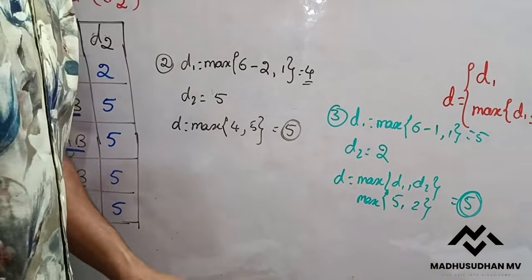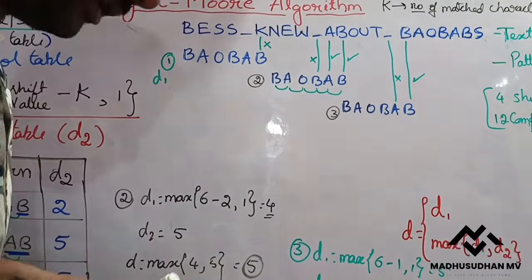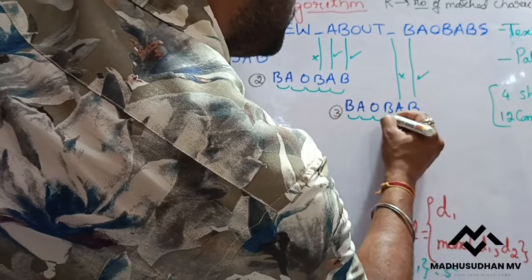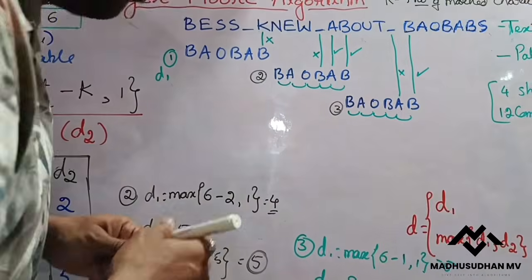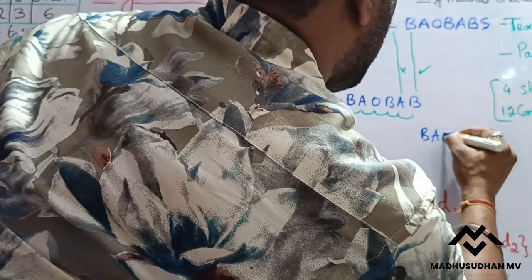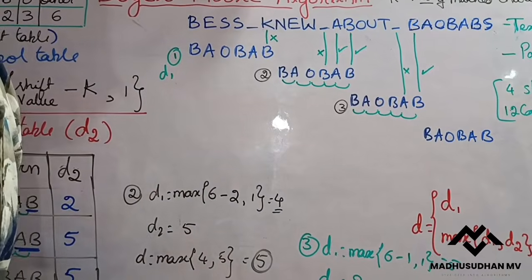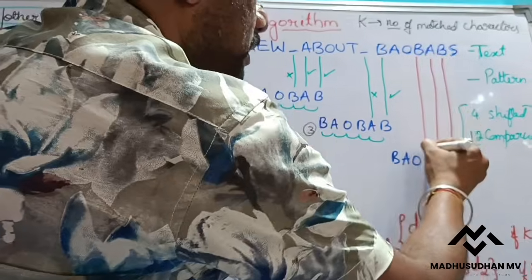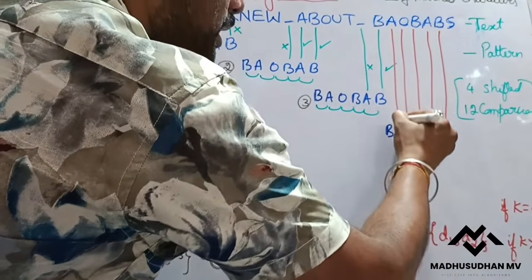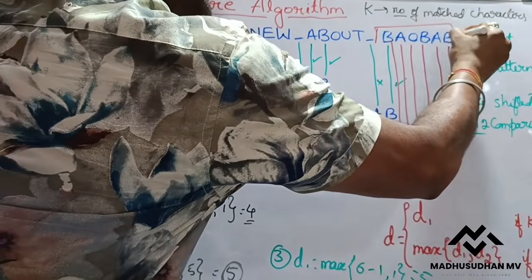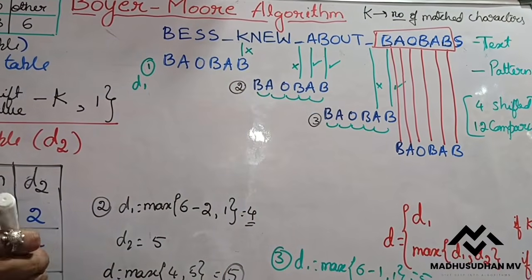Now again shift the pattern by 5. So if I shift the pattern by 5 positions, 1, 2, 3, 4, 5, now my pattern comes here. B, A, O, B, A, B. So now here B, B matches, A matches, B matches, O matches, A matches, B matches, all matches. So I found the pattern here. So this is the Boyer-Moore algorithm.